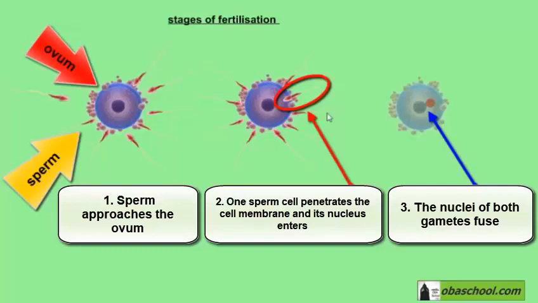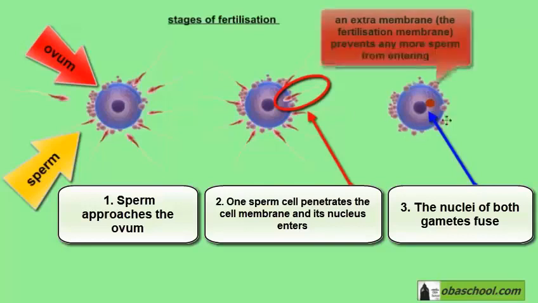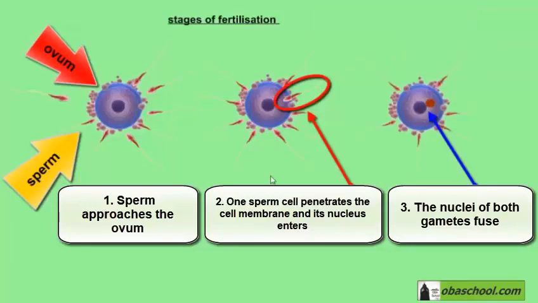And once it does that, the nucleus of the sperm and the ovum will fuse, and the ovum will form an extra membrane around it to prevent the other sperm from entering. So once this one sperm enters, no other sperm is allowed to enter. Only one sperm can fertilize an ovum.